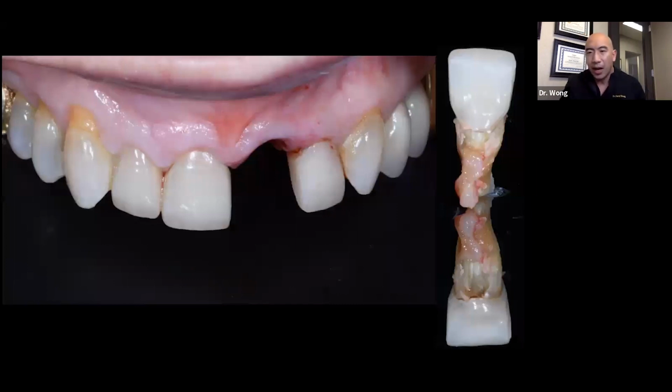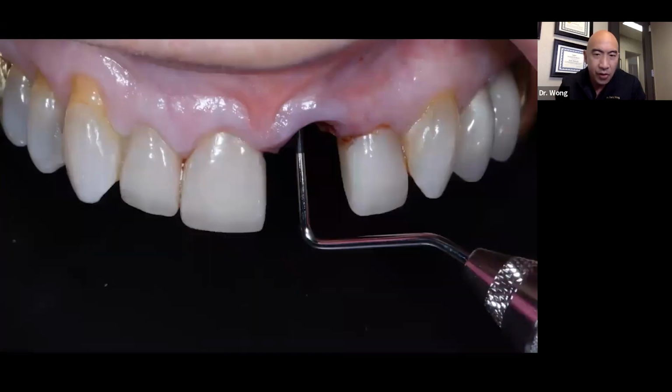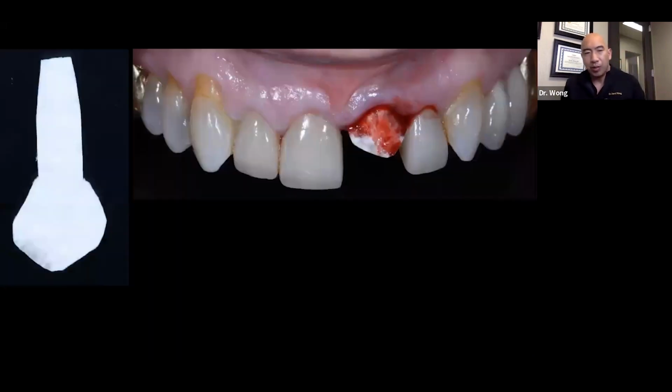So the tooth is going to come out. There's your tooth with the external resorption, as you can see there. You're going to stick your probe in, feel all 4 walls of bone. There is a small fenestration in the labial plate.